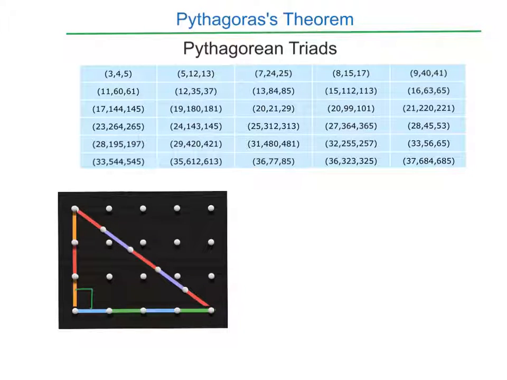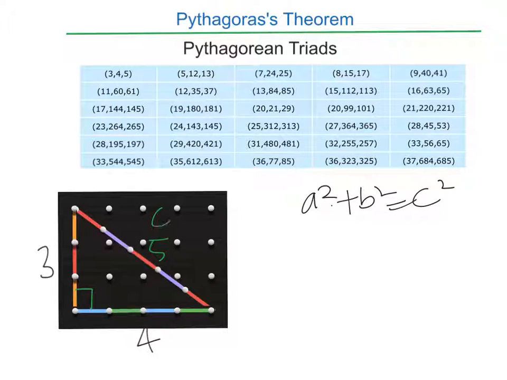This side here will be 3. This side at the bottom will be 4. This side over here will be 5. So I'll write Pythagoras' theorem, a squared plus b squared equals c squared. Labelling my triangle, this will be c because it's the hypotenuse. This is a and this is b. Remember, the hypotenuse is the longest side and it's always c.